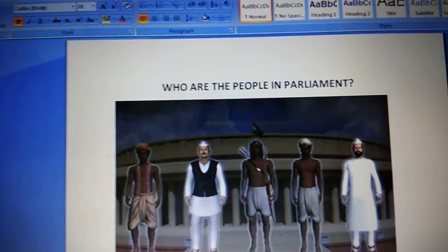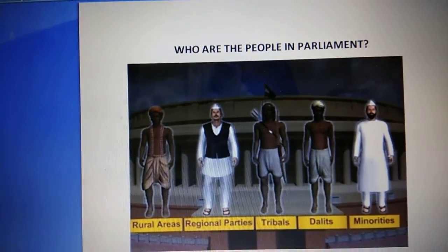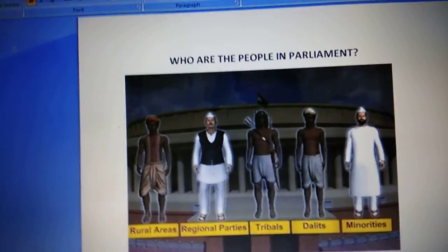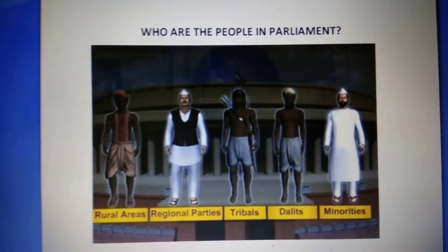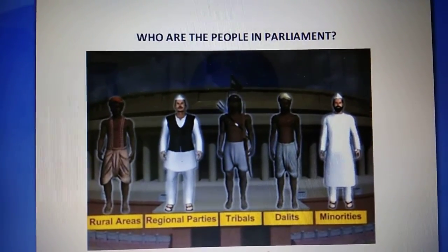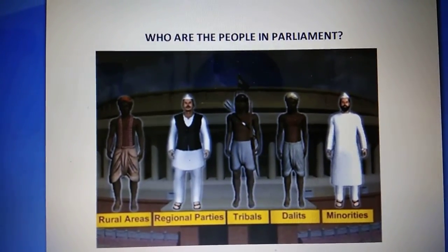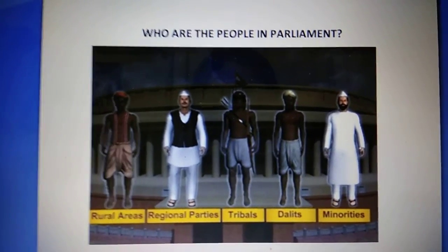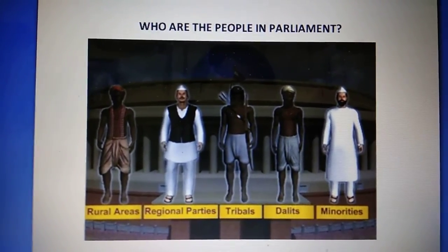Children, there is an issue still being debated, that there should be reservation of seats for women. 60 years ago, only 4% of the MPs were women, and today it is just 9%. This is a very small share when you consider that half of the population of the country are women. So still the debate is going on for reservation of seats for women in the Lok Sabha.